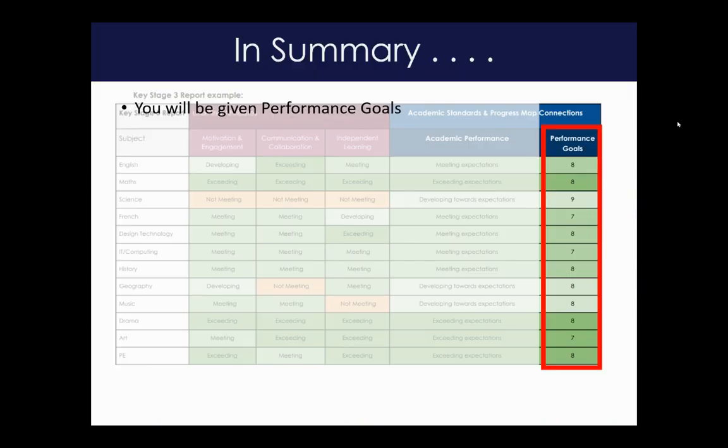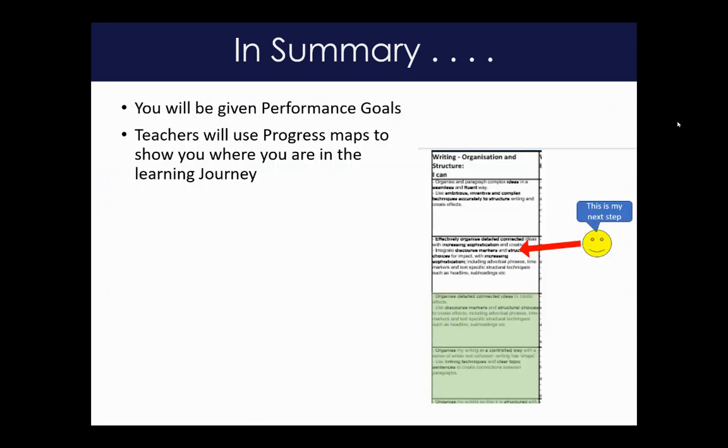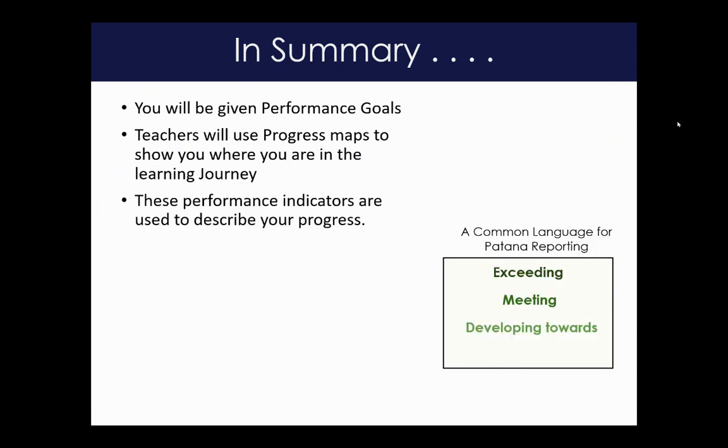So, to summarize this video, you have been given a performance goal for each subject that is ambitious, but achievable, and this is where we expect you to be at the end of the year. Progress maps are used in lessons, especially during assessments, to make it clear where you are in the learning journey, and to identify the next steps in your learning. Teachers will give you feedback to let you know if you are on track to achieving your goal, using these performance indicators. This is the language we will use on your school reports.